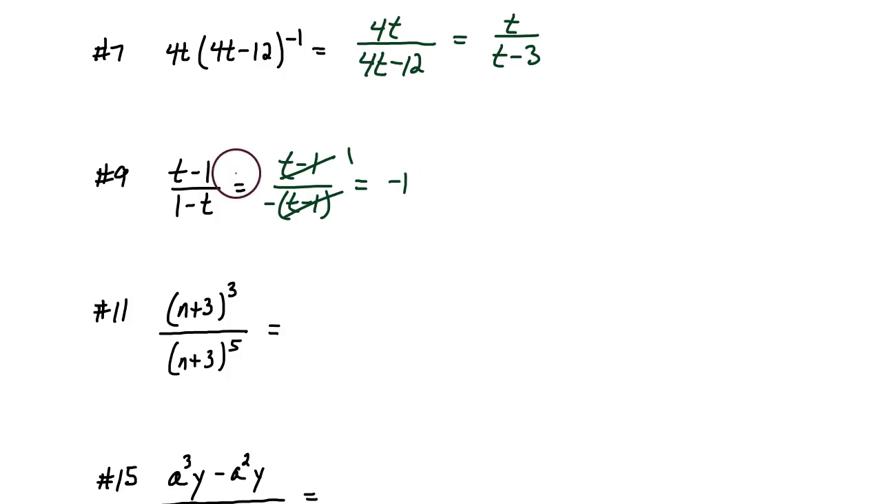A faster way to get the answer is to recognize that the top and bottom are inverses of each other. When you divide inverses, you'll get negative 1.